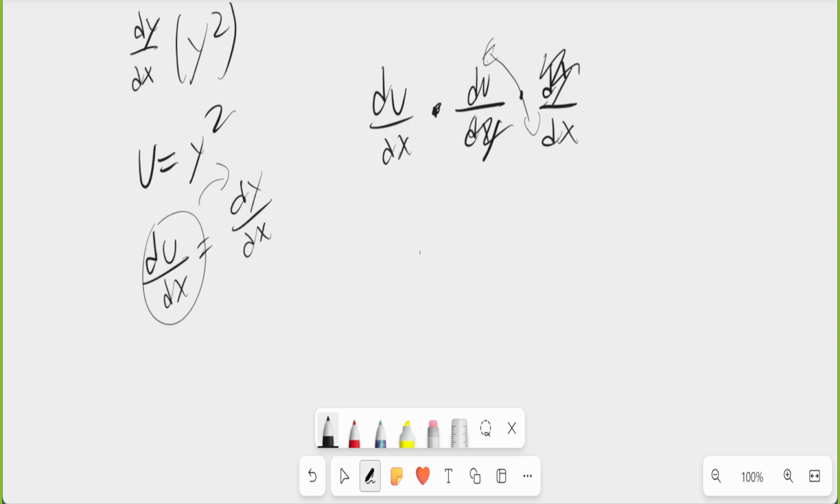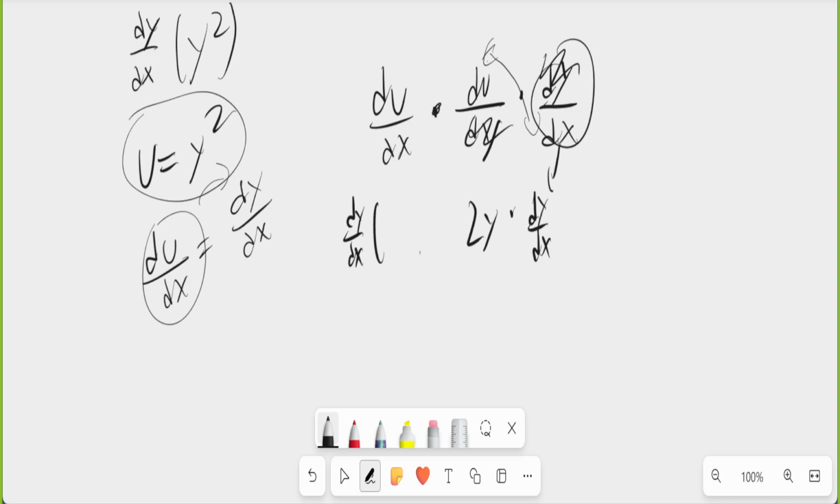So what's du dy? What's the derivative of u with respect to y, if we treated y like the variable that we're differentiating? It would just be 2y, because we're differentiating with respect to y, not x or any other variable. So it would be 2y times dy dx. That's why the derivative with respect to x of y squared is equal to 2y times dy dx.